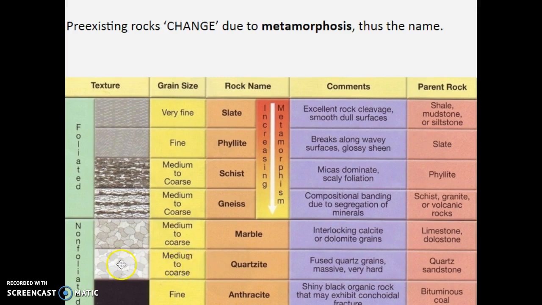Here we have medium to coarse, we could say quartzite. It is made from the parent rock of quartz sandstone. These are fused quartz grains and very hard. It has a hardness of 7 on Mohs hardness scale. And lastly, we have anthracite. Anthracite is essentially metamorphosed bituminous coal. It has a very shiny black look, and a light weight to it. But these are my 3 non-foliated, and when I look at textures, determine if it's foliated or non-foliated.